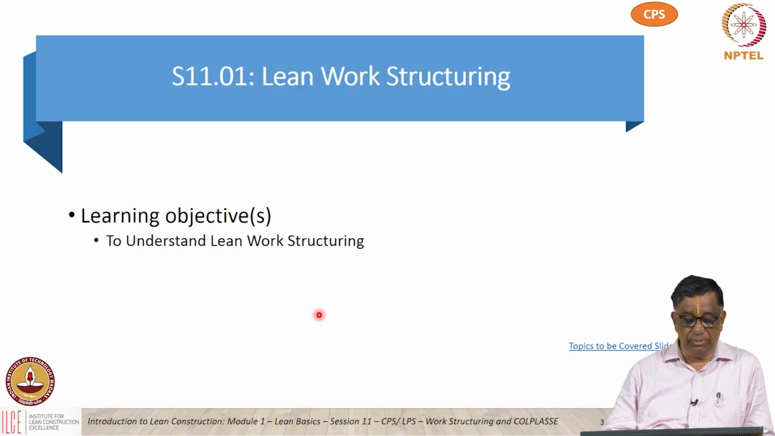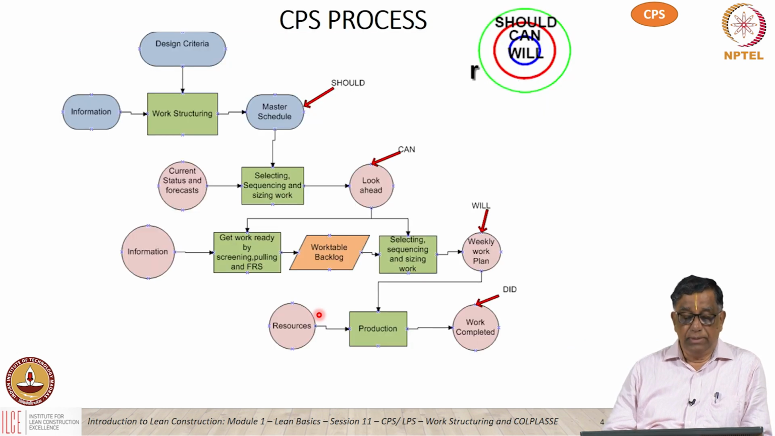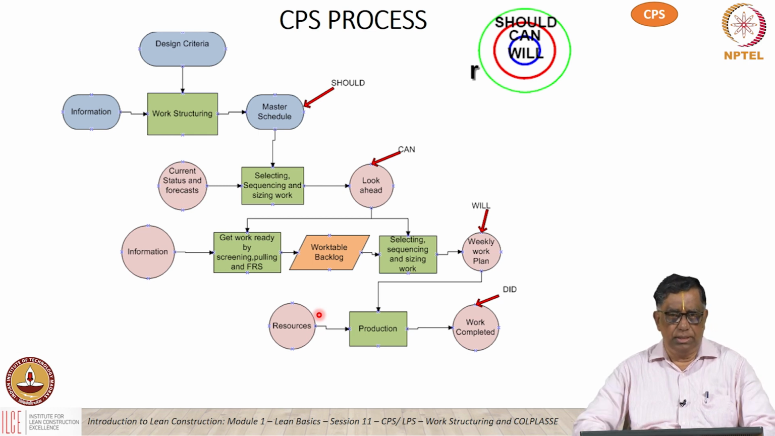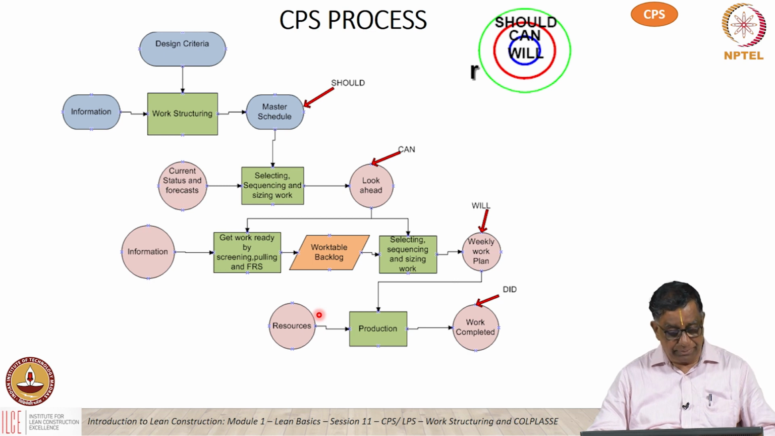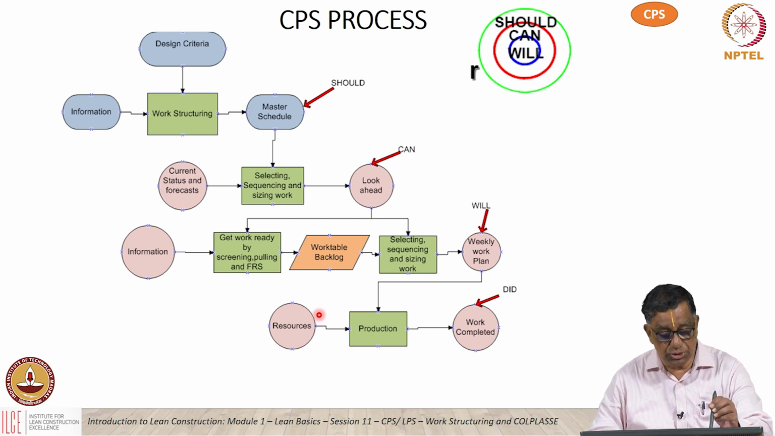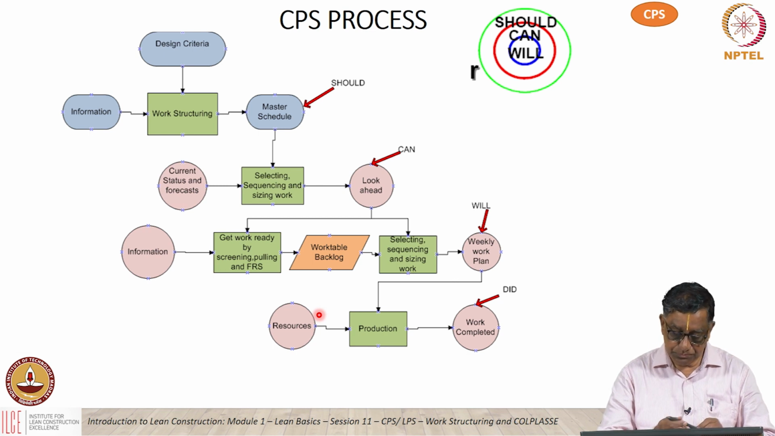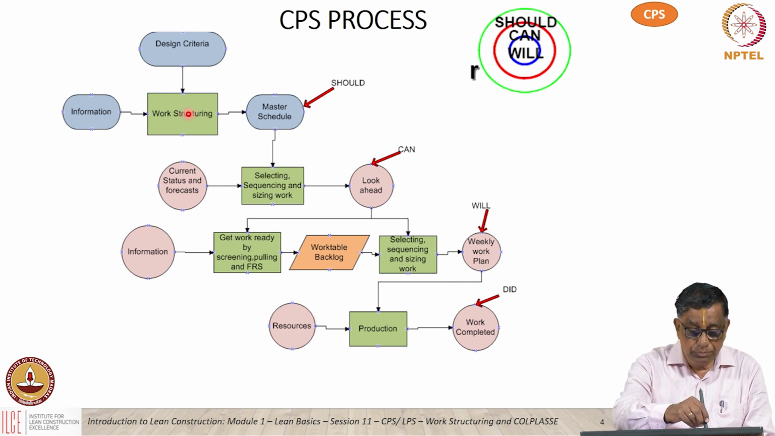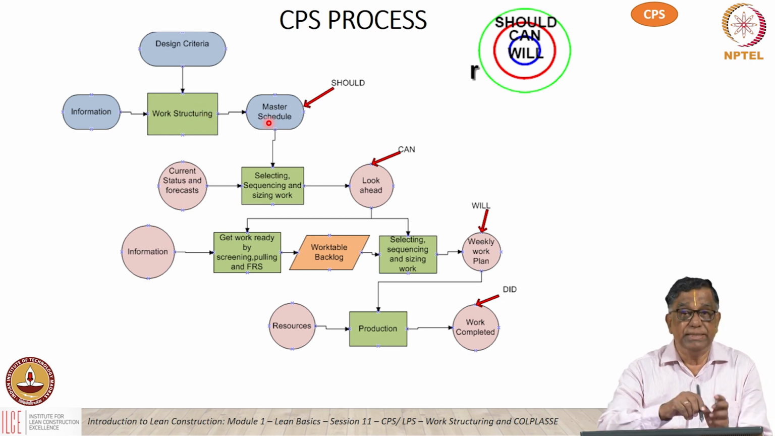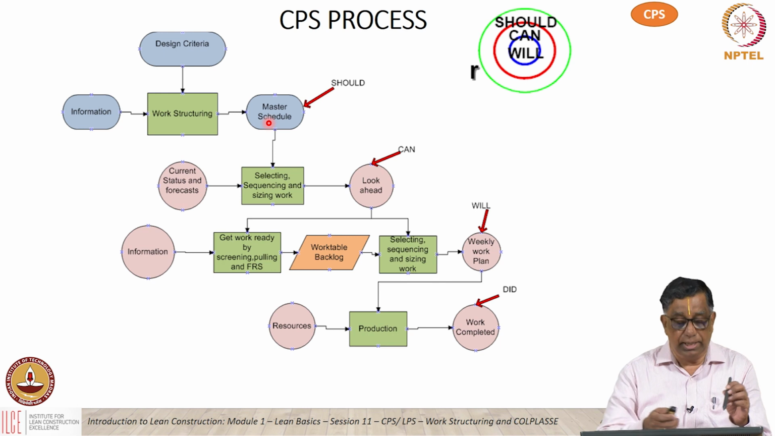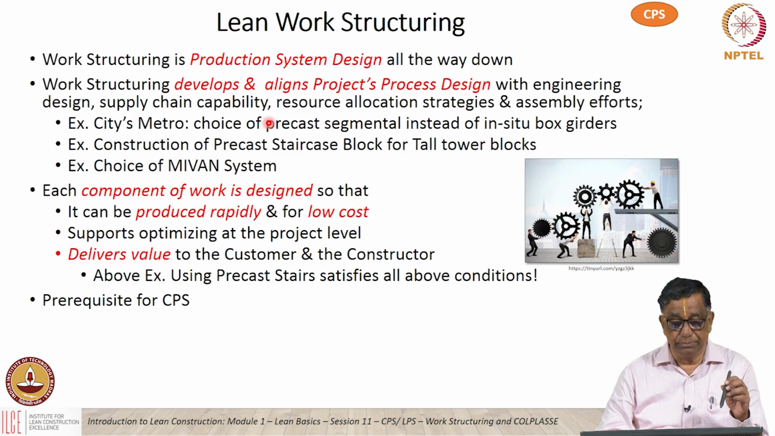So, the first one, 11.01, we try to understand what exactly is Lean work structuring. If you look at the overall CPS process, this particular chart we had seen earlier, right at the top, you have the work structuring. That's actually very important. Work structuring is the first part to start with, and from that we develop the master schedule and so on, going further down the line.